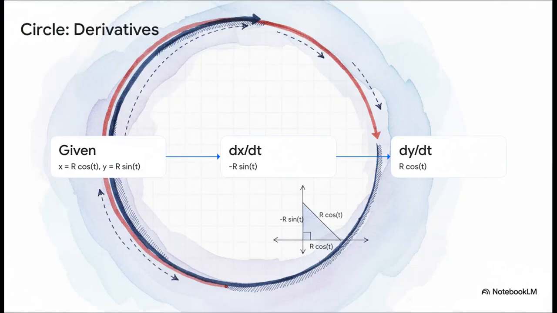Okay, our step-by-step process. Step 1 is always the same: find the derivatives. For a circle with radius r, the standard parametric equations are x equals r cosine t and y equals r sine t. We just take the derivative of each with respect to t. So dx/dt is negative r sine t, and dy/dt is r cosine t. Easy enough. Now we can find the speed.